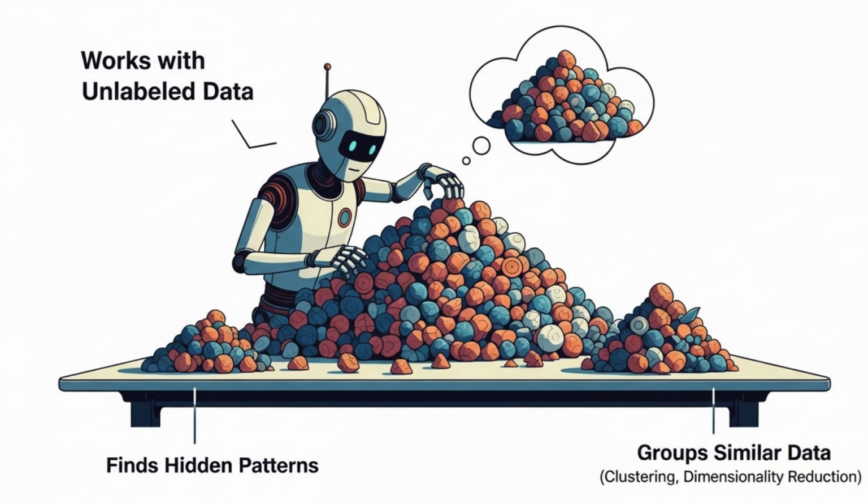Moving on from having a teacher, we have unsupervised learning. As the name suggests, here the data is unlabeled. There's no correct output provided during training. Instead, the algorithm is tasked with finding hidden patterns, structures, or relationships within the data all on its own.